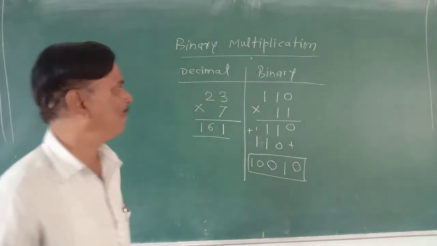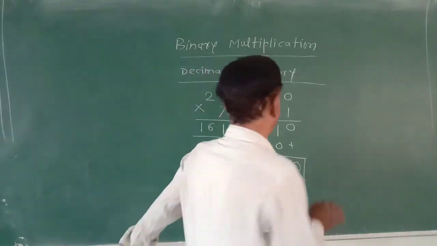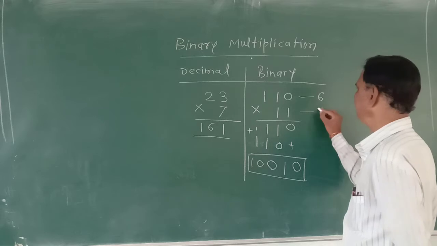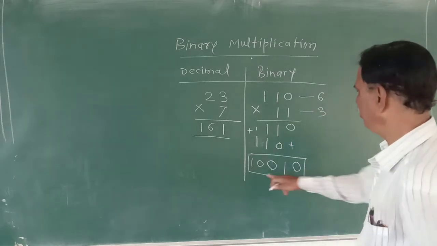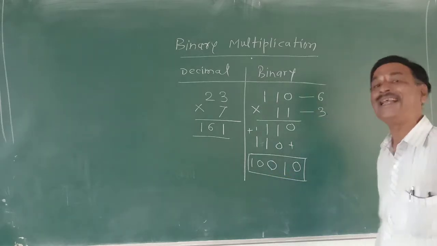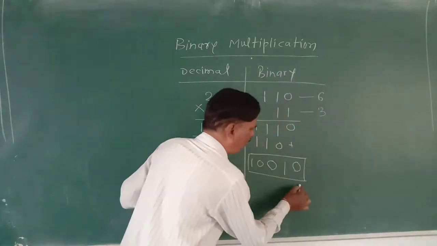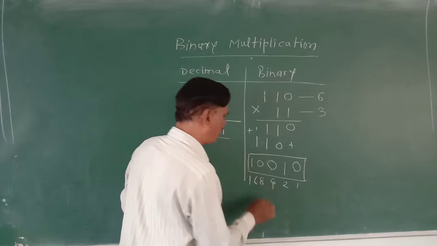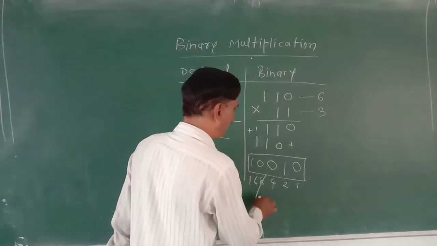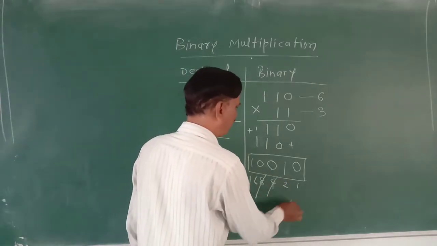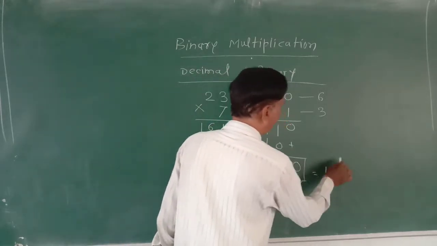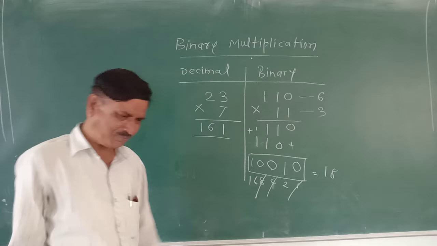Now let us verify how it is in decimal. 6 multiplied by 3, so this answer should be 18. Let us verify: 1, 2, 4, 8, 16. This 8 is going to cancel, 4 is going to cancel, 1 is going to cancel, and 16 plus 2 is 18.